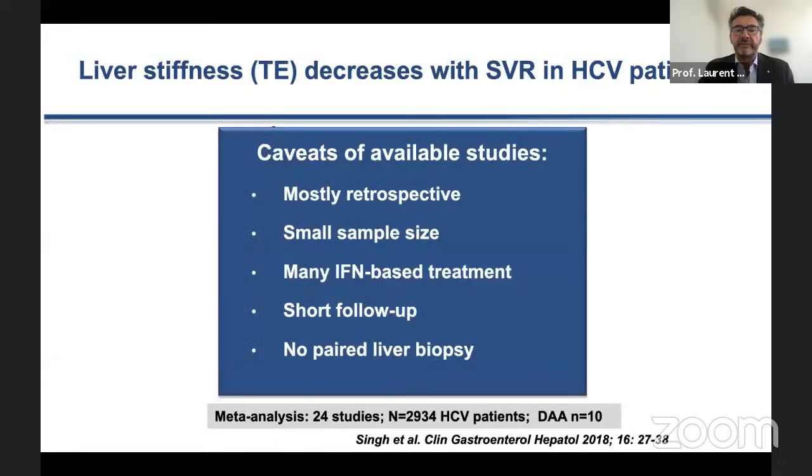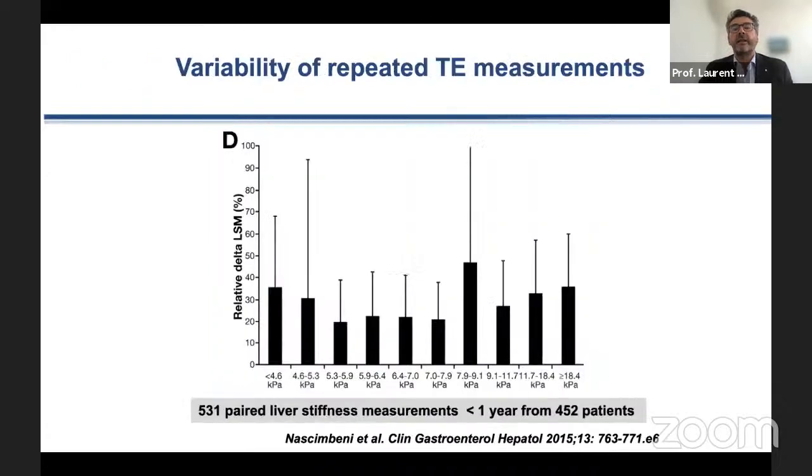However, there are many caveats of the studies included in this meta-analysis. They were mostly retrospective, with small sample size, many interferon-based treatments, short follow-up, and most importantly, no paired liver biopsy. Also, you have to take into account the variability of repeated liver stiffness measurement. This is a study from the group of Thierry Poynard. There are not many studies actually.